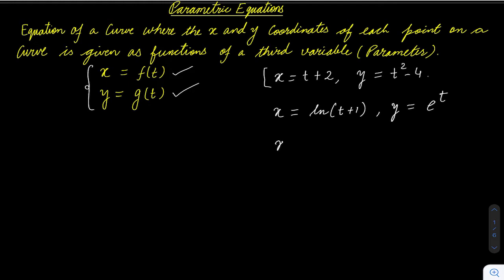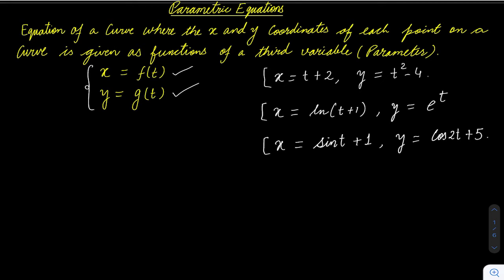We can have trigonometric parametric equations also. For example, x equal to sine of t plus 1, and y equal to, they can give you something like cos of 2t plus 5. So these are all examples of parametric equations.